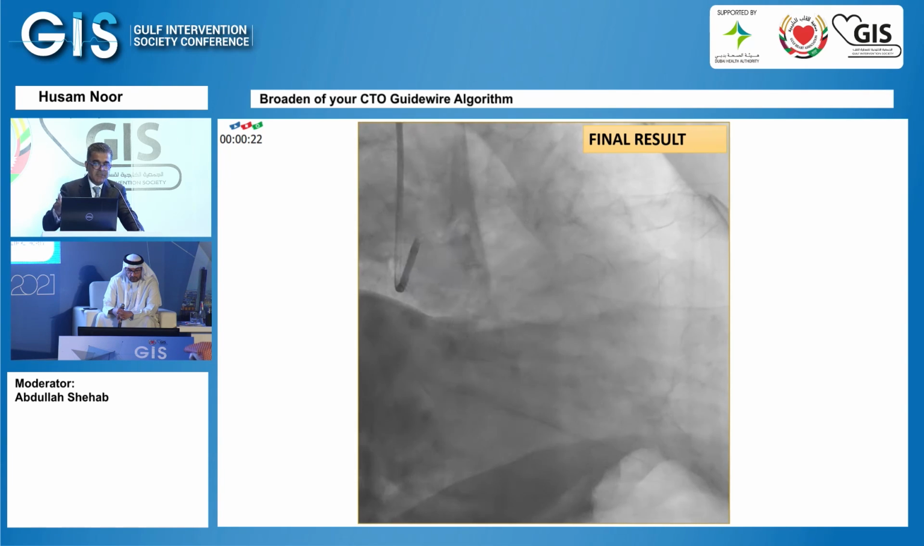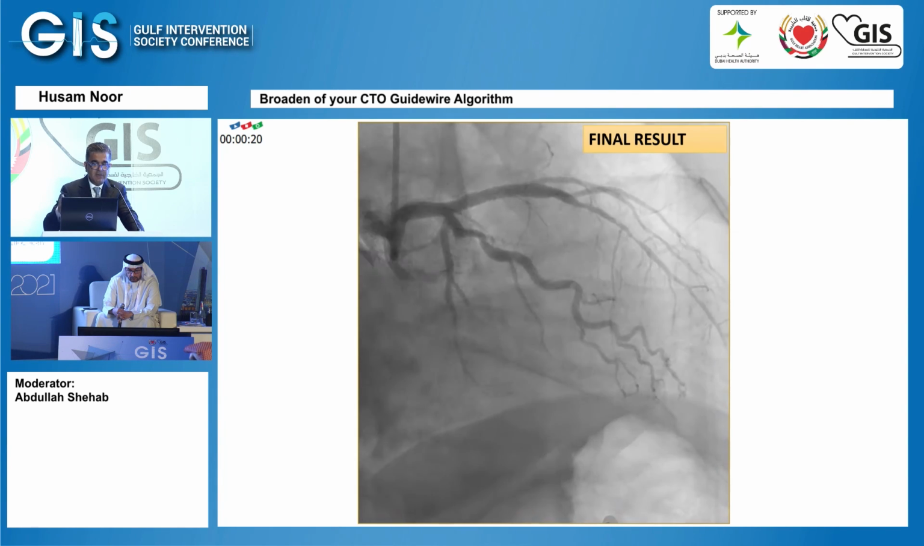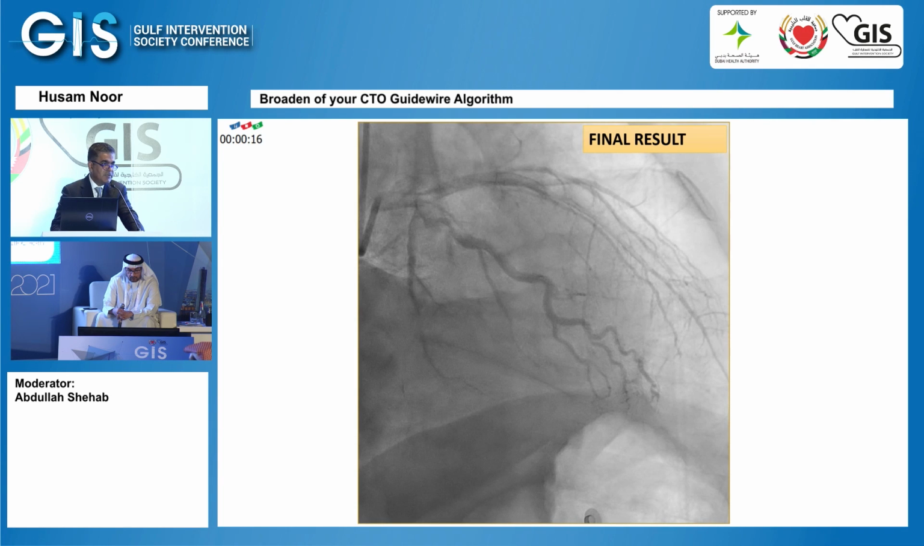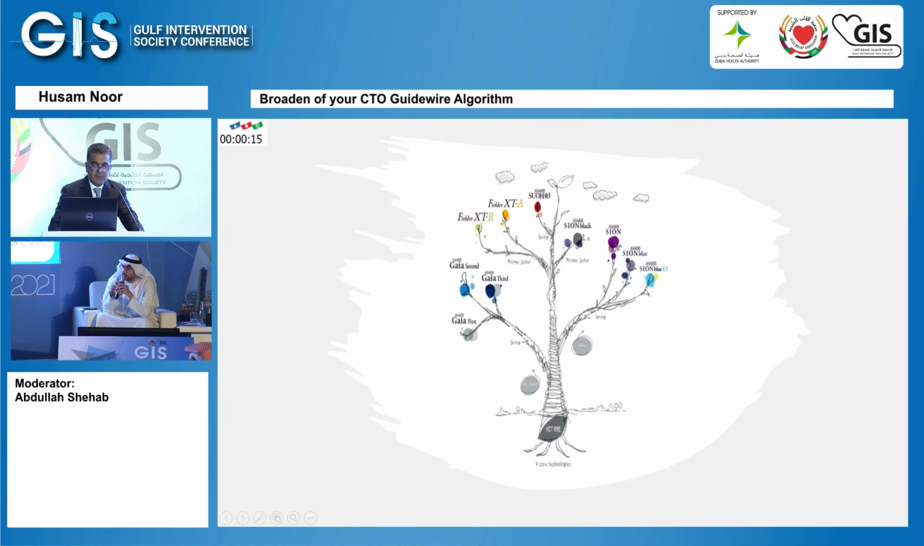We saved the branches, stented it, avoided complications, just using the tools of wires that you have and planning the procedure appropriately. Excellent. So these are the wires that we have used. I think in this case we've used 11 wires.